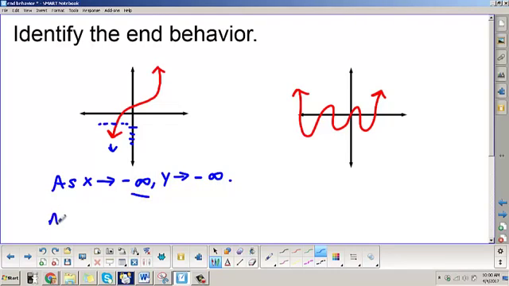All right. Now, as x goes to positive infinity, where does y go? So as x is going to the right, so as it's going this way, the graph is going up. So that means our y values are going to continuously get bigger, and therefore our y also goes to positive infinity.